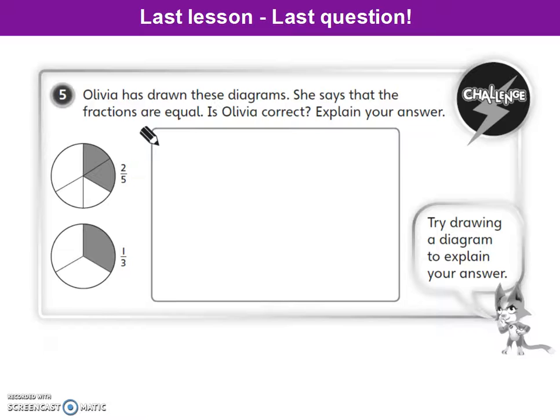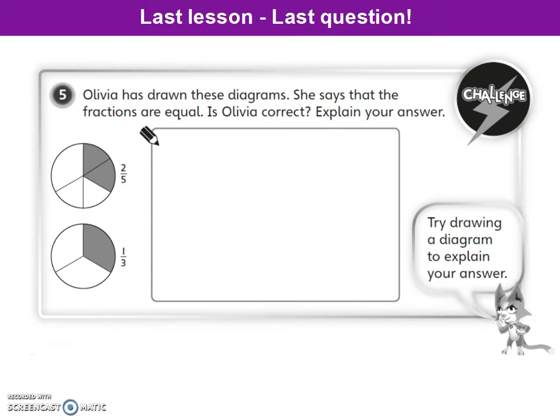So before we move on to this session, let's have a look at our last lesson and our last question to recap on the strategies that we've been looking at. We can see from this question that Olivia has drawn these two diagrams. We can see them just below as circles, one labelled 2/5 and one labelled 1/3. And we're being asked, are these fractions equal? And we're being asked to explain our answer. It gives us the hint we can draw a diagram.